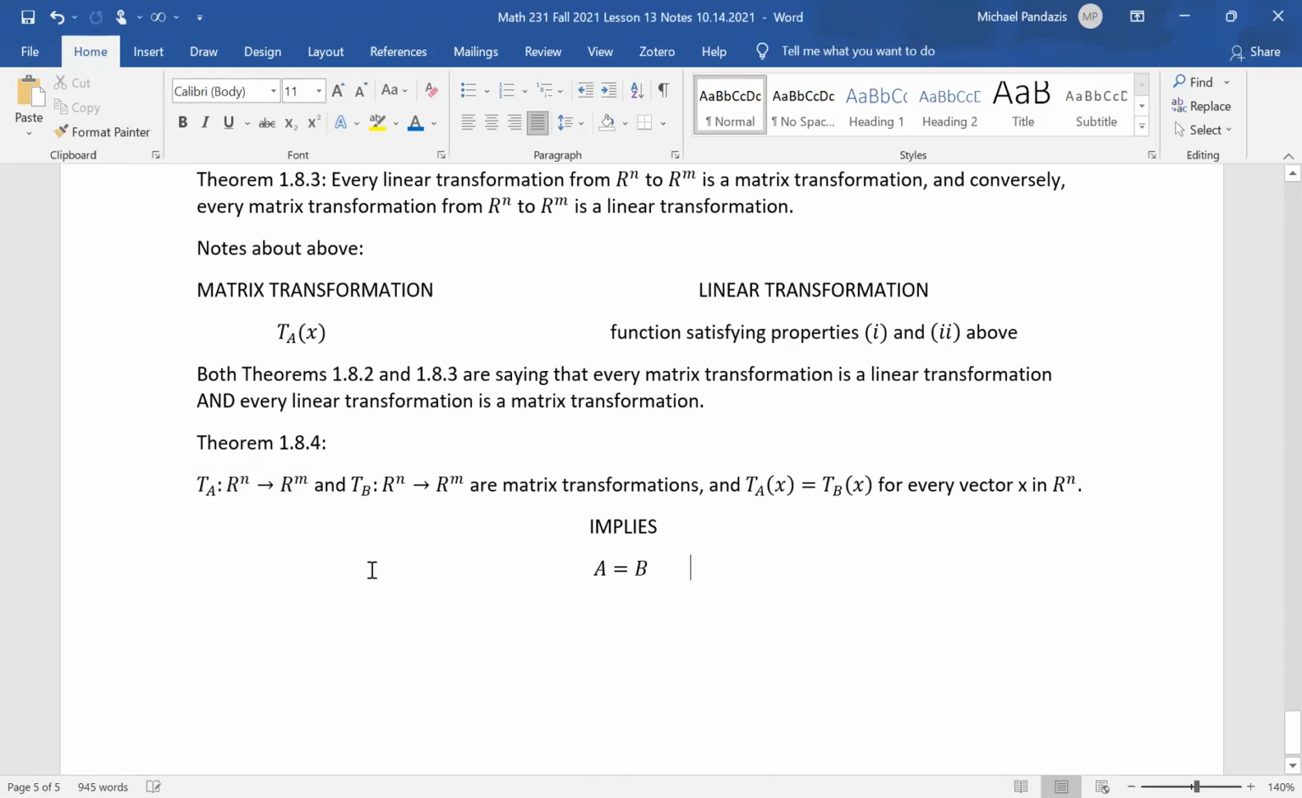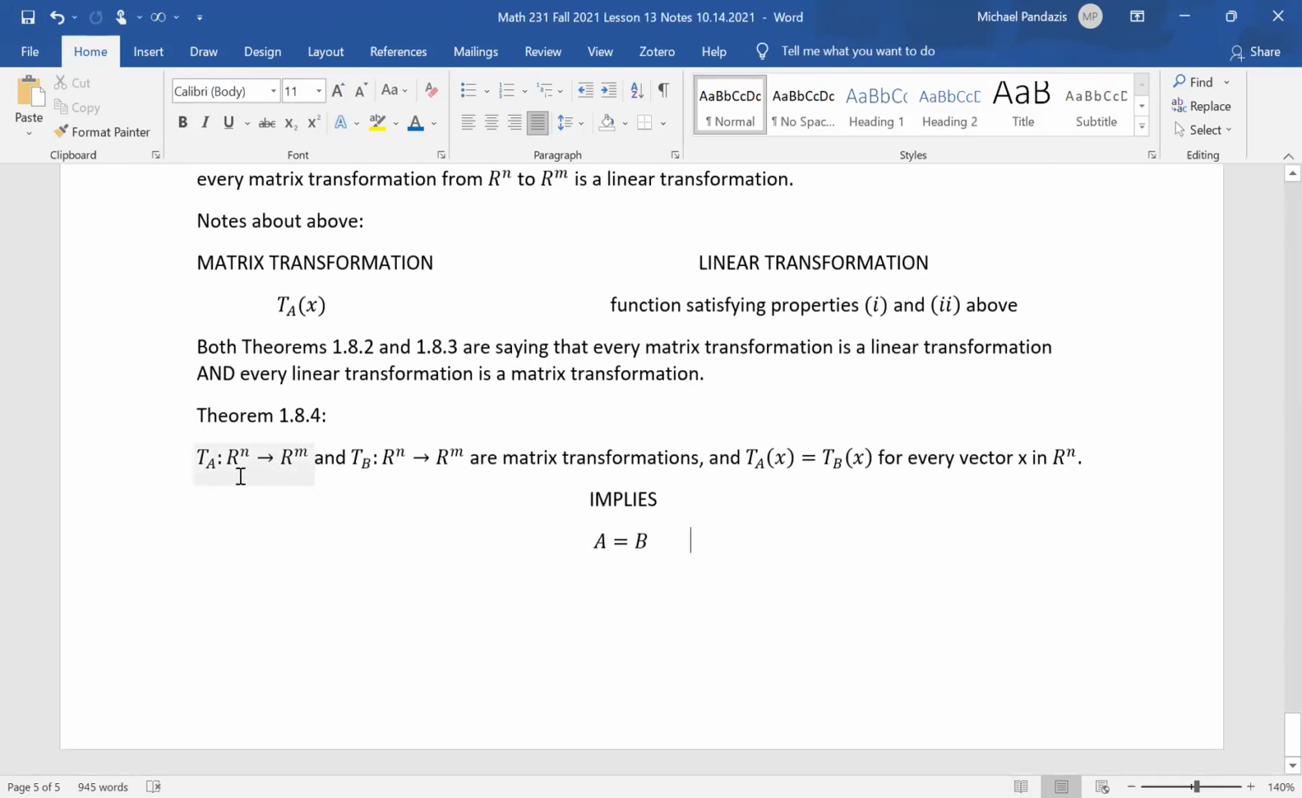Okay, so theorem 1.8.4 says that if T sub A and T sub B are matrix transformations from Rn to Rm, and T sub A of X equals T sub B of X for every vector X in Rn, well, then that means A equals B. Okay, that's theorem 1.8.4.